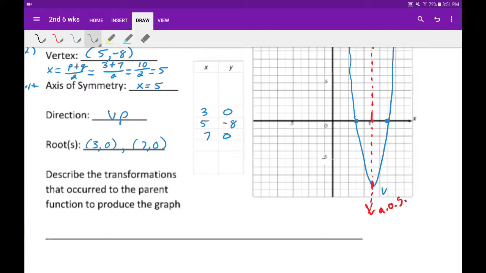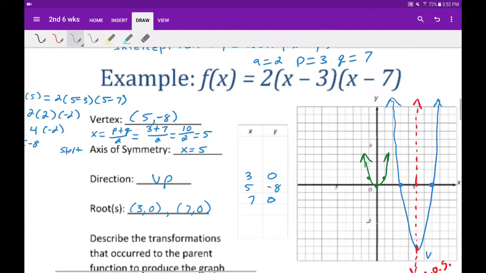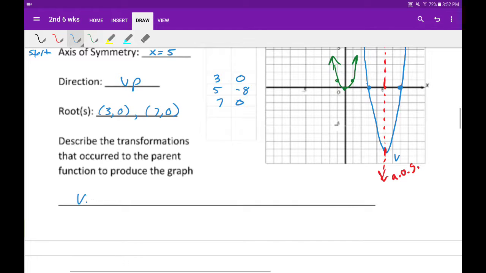The transformation, remember, is based off our parent function, which looks something like this. So we're basically looking at how it moved. The a values in all the forms do the same function: reflection, vertical stretch, vertical compression. In this case, the a is 2. It's a vertical stretch, so we'll put vertical stretch by a factor of 2. From the parent function, it moves right 5 units, and then it moves down 8 units.